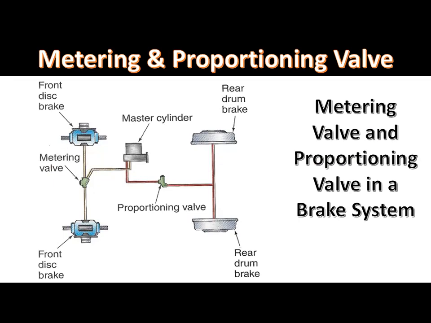The metering valve is connected in the brake line to the front brakes. The metering valve is used on vehicles with front disc brakes and rear drum brakes. During a brake application, the metering valve delays the fluid pressure to the front brakes momentarily until the rear brake shoes are forced outward against the drums.